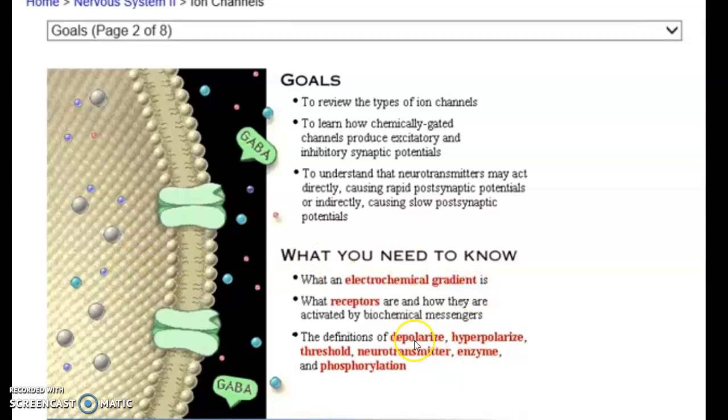Okay, so depolarizing is when I change that charge inside from a negative charge to a positive charge. Why? Because a bunch of positive ions rushed in. Hyperpolarization is when I take that number below my resting membrane potential, as we will see. And of course, threshold is the voltage I have to reach to trigger the action potential. All right, a lot of information for just one page, but we'll be looking at these factors.